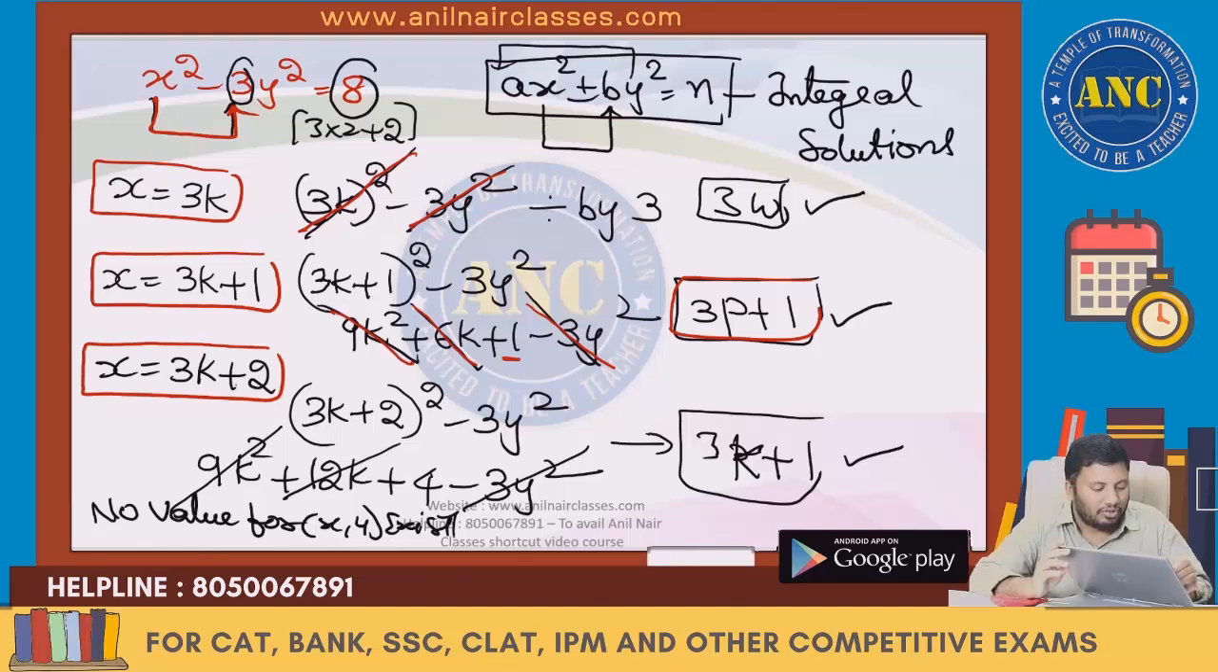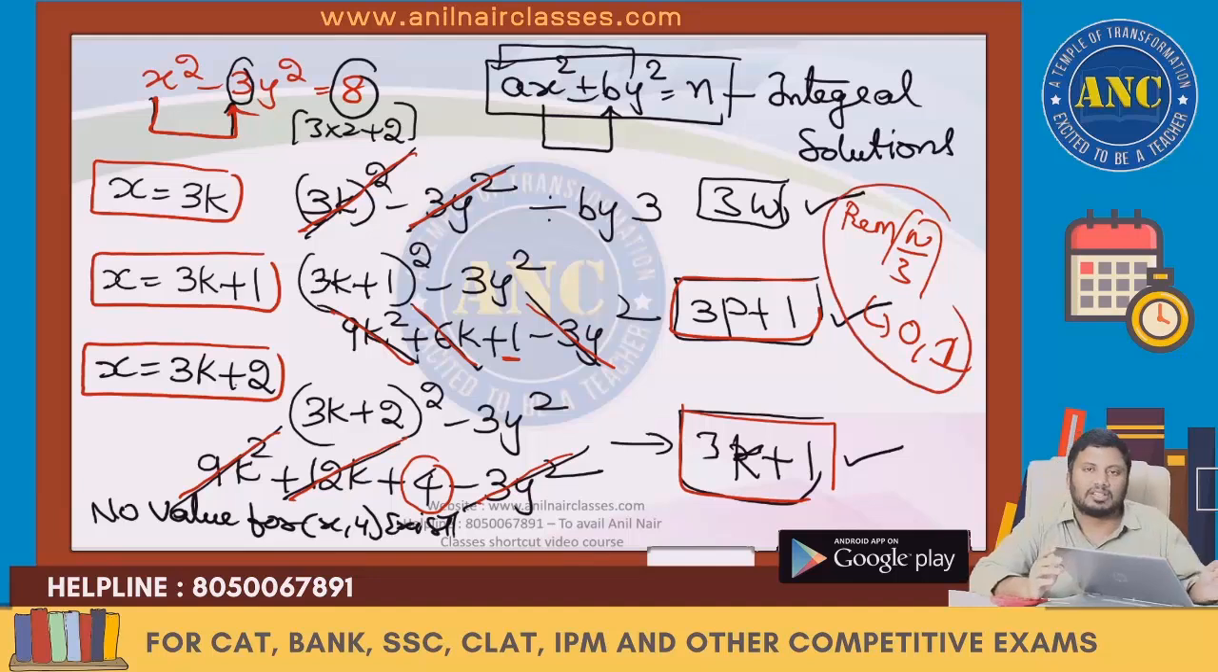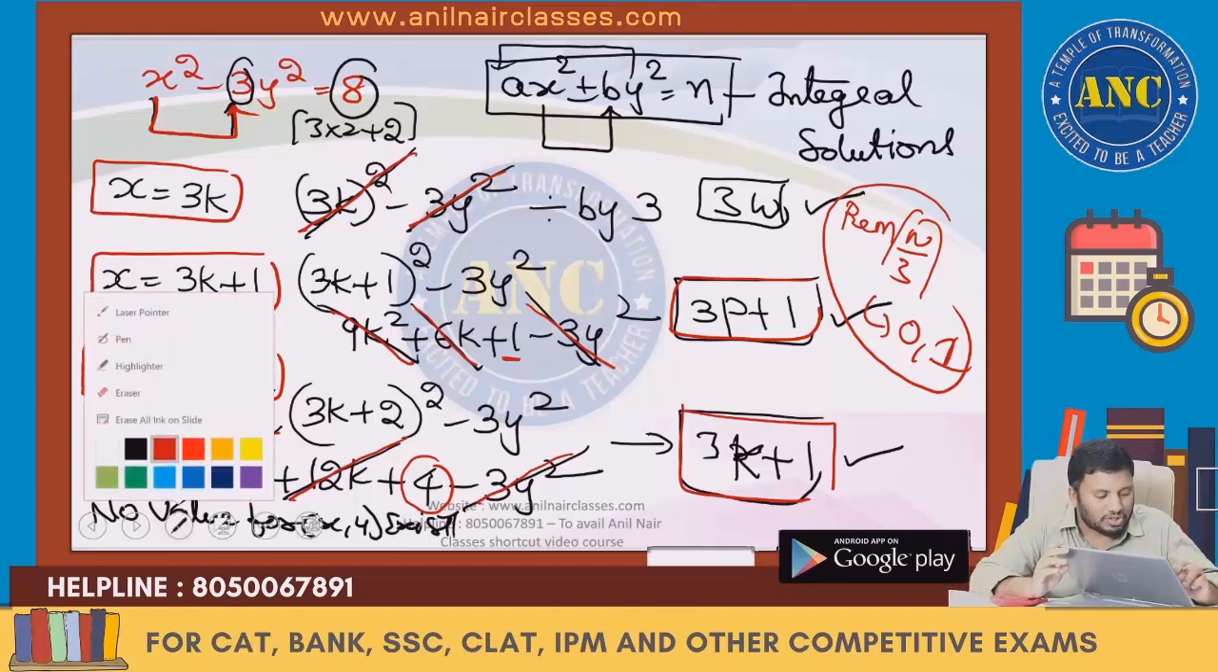3k plus 2: 3k whole square divisible by 3, 12k divisible by 3. 4 when divided by 3 gives a remainder 1. So when you divide the left side by 3, you should get 0 or 1. But on the right side you are getting a remainder 2. The answer is no value. I hope it is clear. We will do some more questions.